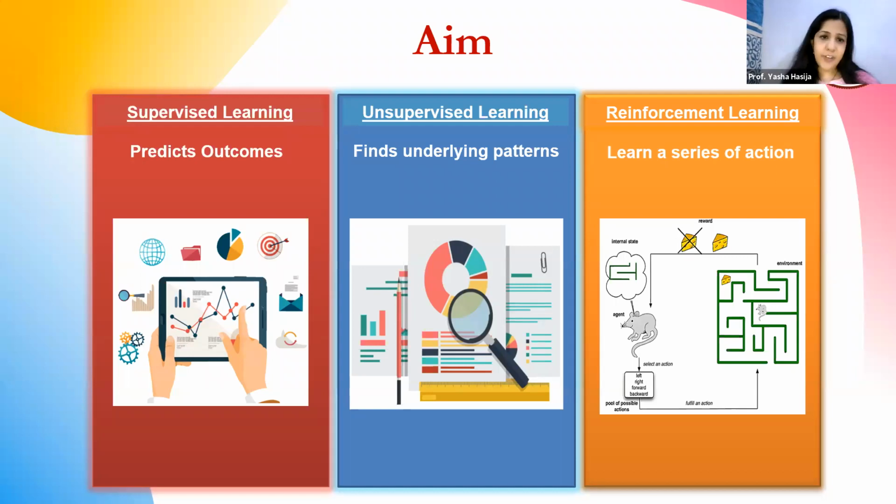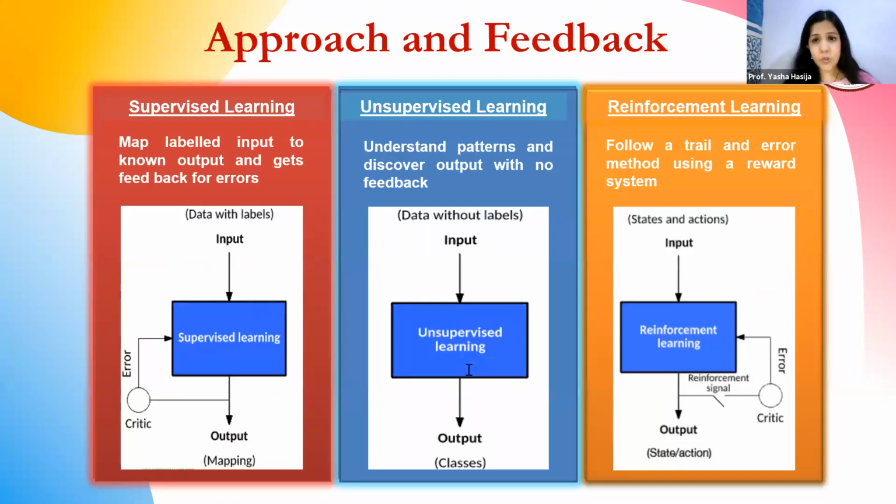Next is the approach and the feedback. When it comes to supervised learning, it is very simple. All that a supervised algorithm has to do is to map the labeled input to known output and get feedback for errors, right? However, in unsupervised learning, the algorithm has to find patterns or trends within the data. And we have to keep in mind that the data here is unlabeled. So it has to keep exploring the data until it reaches the output.